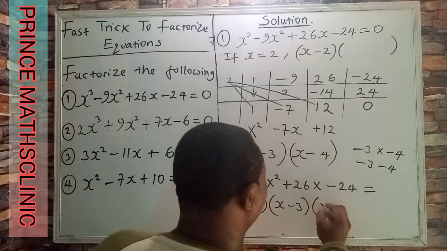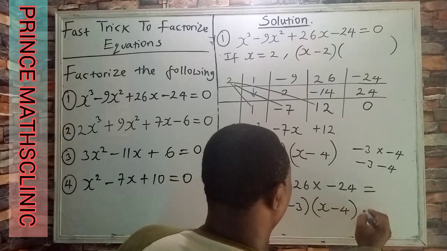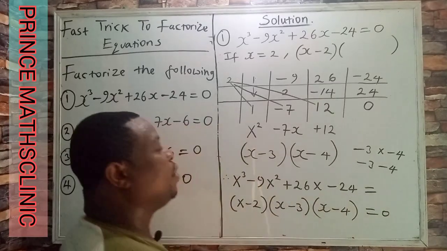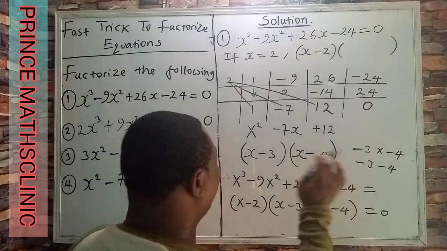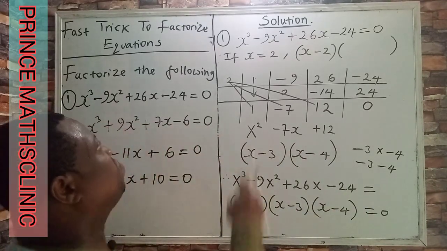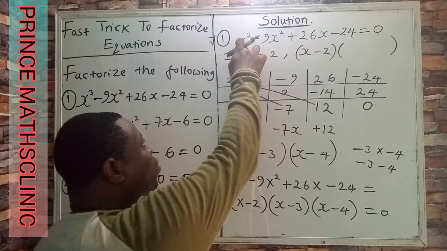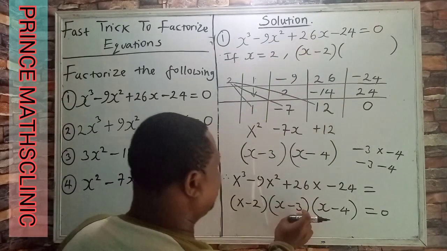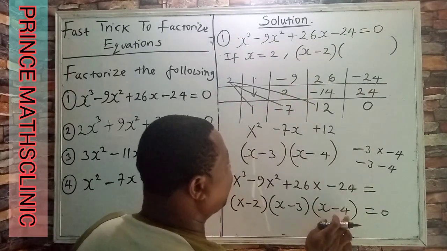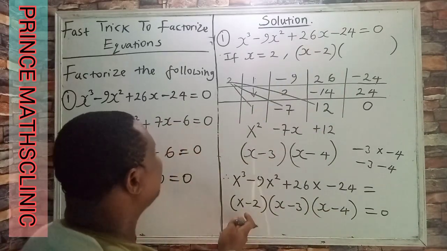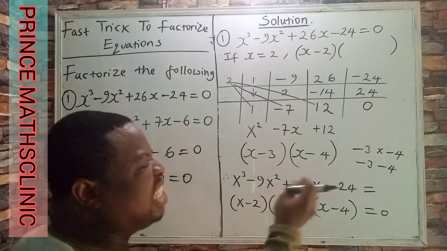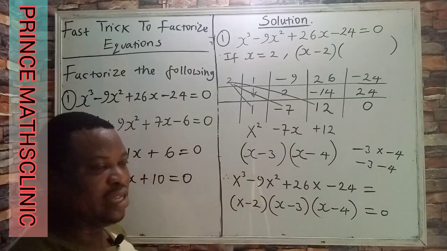Then the last one is x minus 4, all equals to 0. So that means that the values of x here are 2, 3, and 4. And I can bet you that if you put the value of x, which we have tried, we got 0. If you put 3, you also get 0. If you put 4, here you also get 0. So that makes it a cubic equation having 3 values of x.